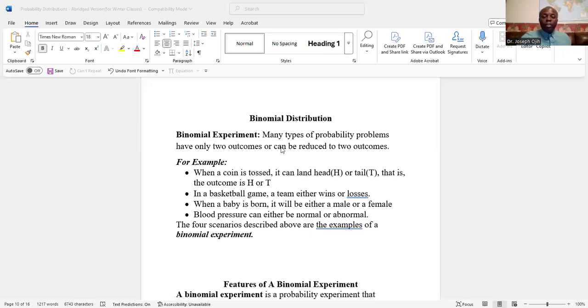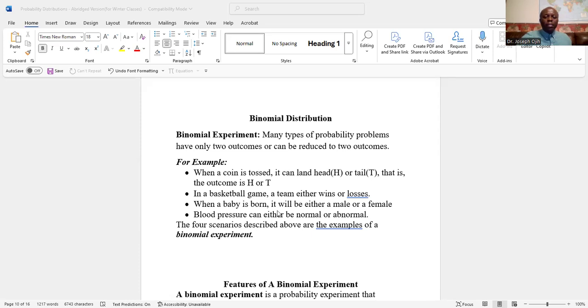Now, in a basketball game, they might say this team scored so and so points, and the other team scored so and so points. Bottom line is this: either one team wins or they lose. Two outcomes. Okay. Now we have another example.